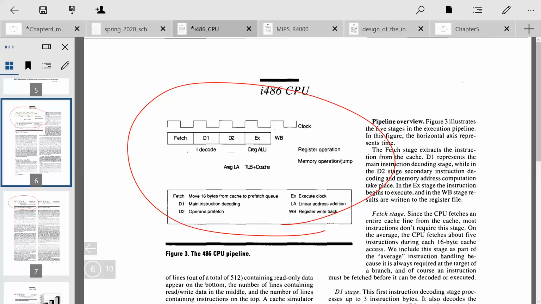So you have the fetch, a decode 1, a decode 2, an execute, and a write back. In the 486 pipeline, what's interesting is not all instructions have to use the fetch. Fetch is actually pulling data from the unified cache into the 16 byte buffer. When you reach the end of that buffer, a fetch will have to happen, but a fetch doesn't actually happen on every cycle.